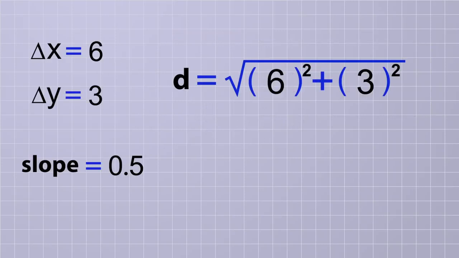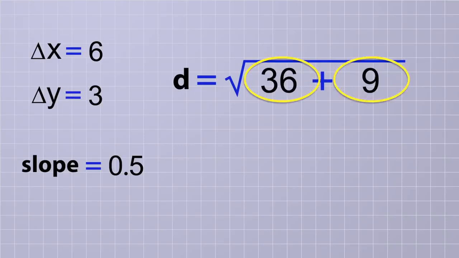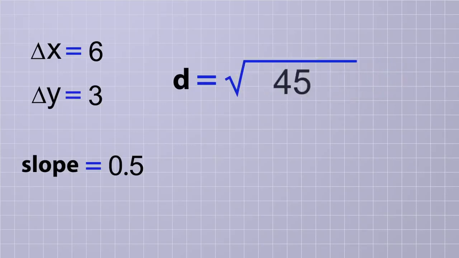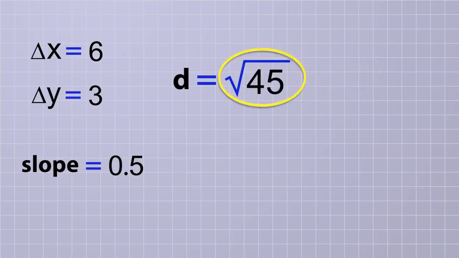Doing that tells us that the distance equals the square root of 6 squared plus 3 squared. 6 squared equals 36, and 3 squared equals 9. 36 plus 9 equals 45. So the distance between the points would be the square root of 45.